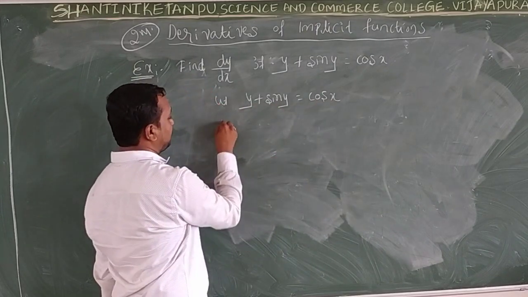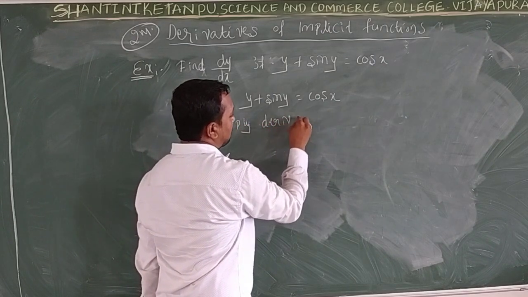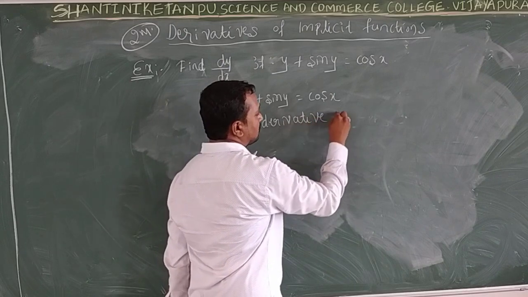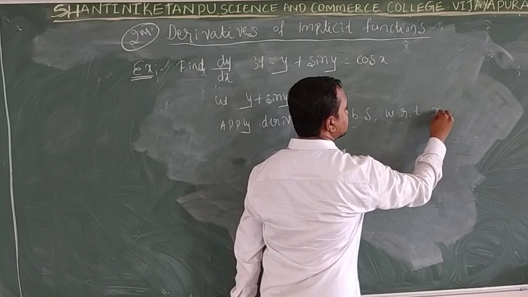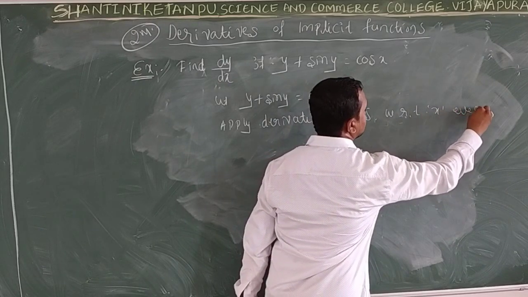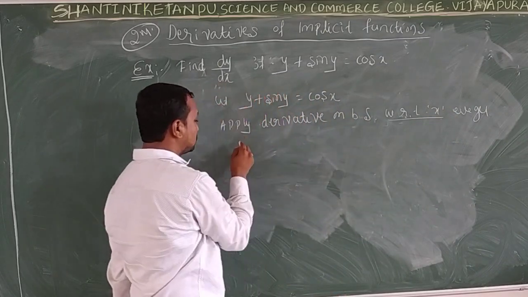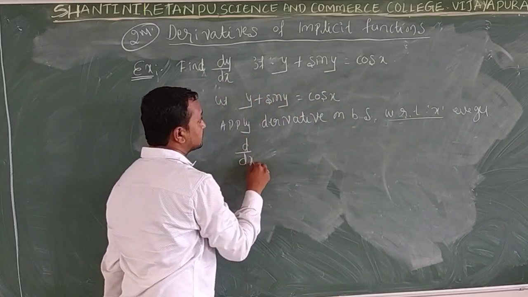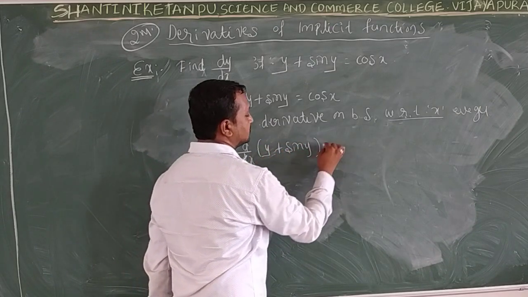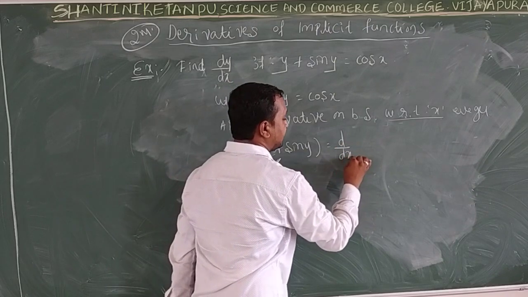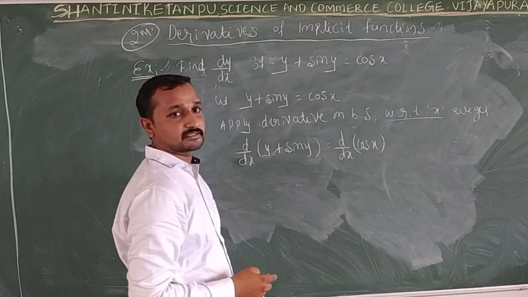So directly apply the derivative on both sides with respect to x. This is very important. Is it clear? So first, d by dx of (y plus sin y) is equal to d by dx of cos x.